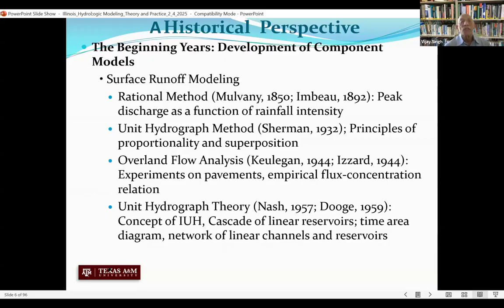the extension of the unit hydrograph method developed by Sherman, but they provided the mathematical framework and also provided a lot of physical insights into the theory. And that was based on the concept of the instantaneous unit hydrograph, considering the cascade of linear reservoirs, the time-area method, and a network of linear channels and reservoirs.